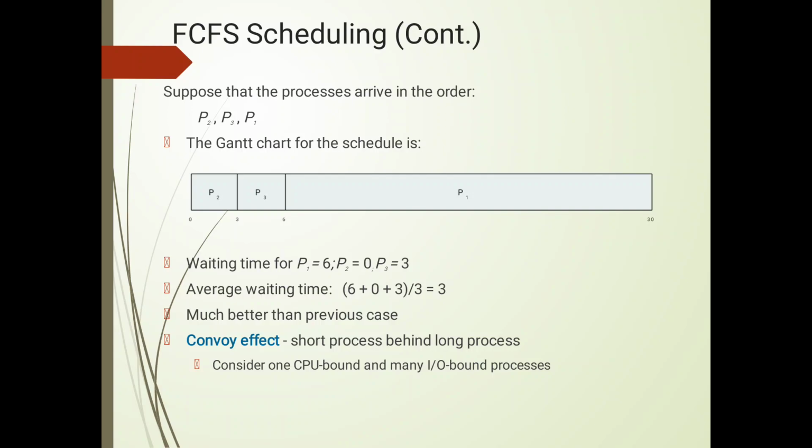Now suppose the processes arrive in the order P2, P3, P1. The Gantt chart for the schedule is: initially P2 is executed, afterwards P3, then P1. So the waiting time changes: for P1 it is 6, P2 is 0, P3 is 3. The average waiting time is 3, which is much better than the previous case.